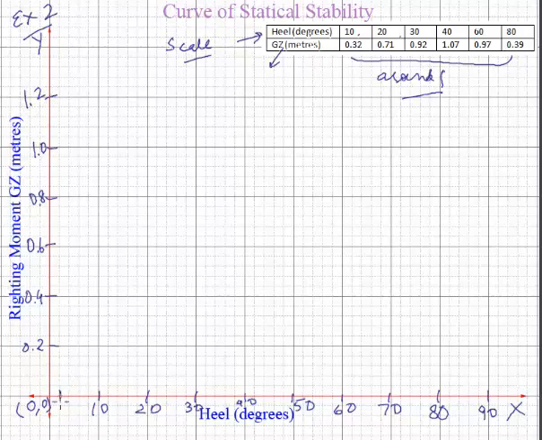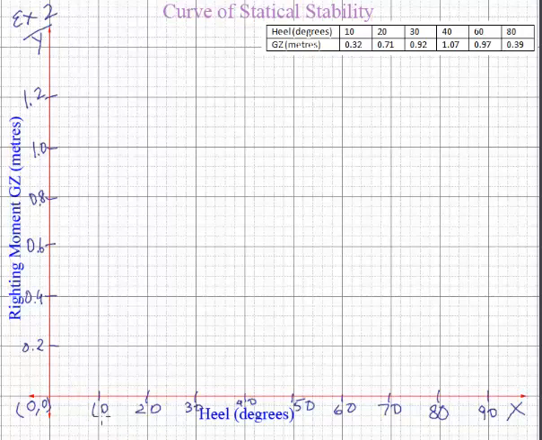So now if you look at the scale along the x-axis, each major division is 10 degrees, so each minor division will be 2 degrees, because there are 5 subdivisions. And along the y-axis, every major division is 0.2 meters. So minor one will be 0.2 divided by 5, so 0.04 meters. Now we'll use all this information to plot the very first point.